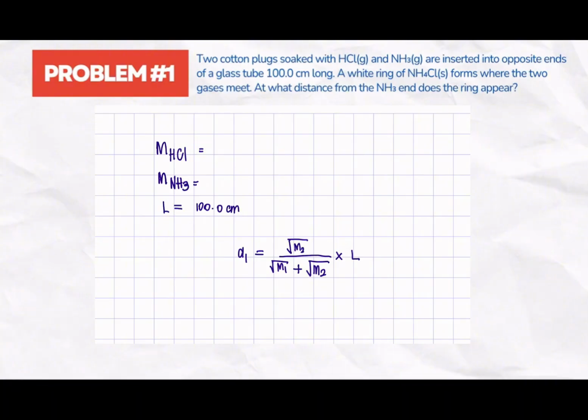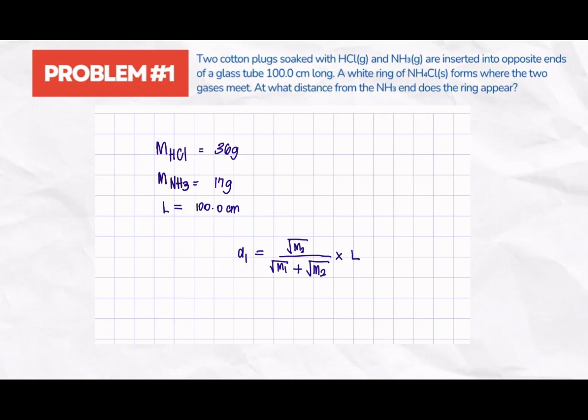So we first write down our givens. Let's determine the molar masses of the two gases given to us. The molar mass of HCl: H is 1 and Cl is 35.45. We're just going to round it off to 35. That gives us a total of 36 grams. For NH3, N is 14 and H is 1 times 3. That will be 17 grams. And it is said here that we have a length of 100.